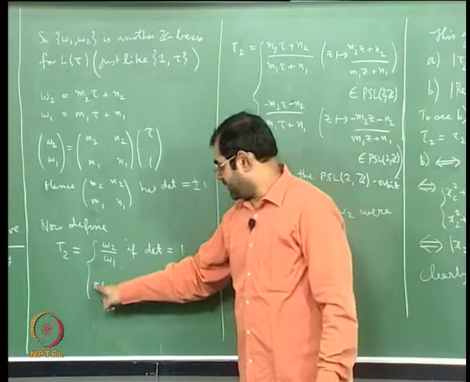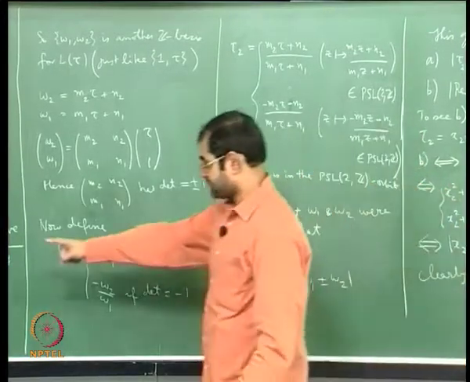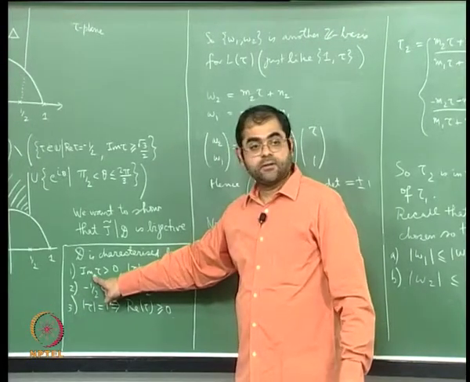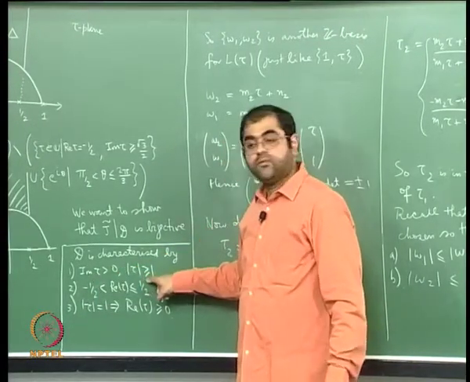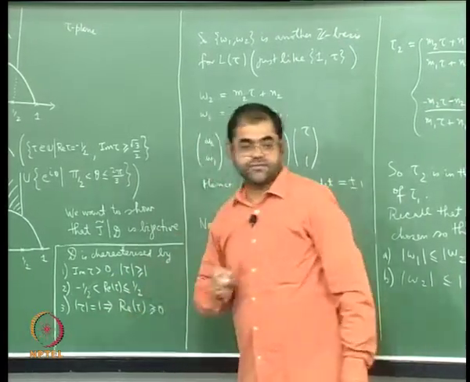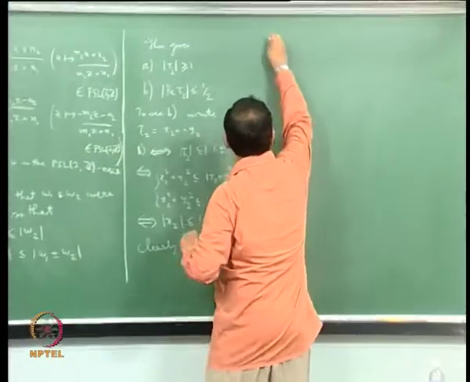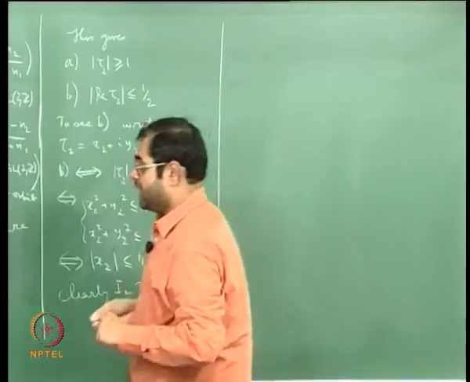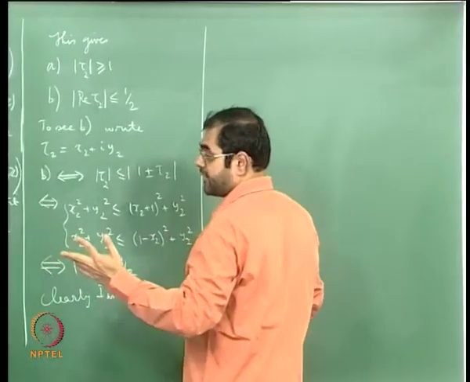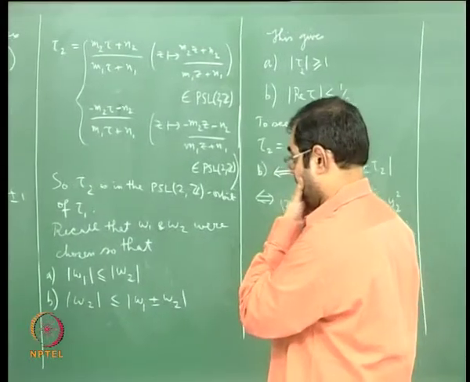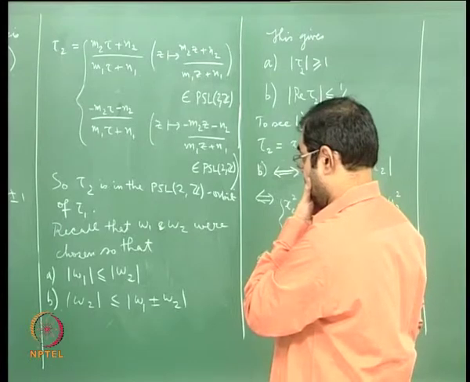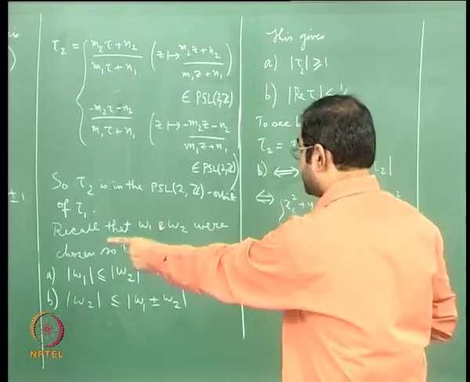So the condition that the imaginary part of tau is greater than 0 is now satisfied for tau 2, and mod tau 2 is also greater than or equal to 1. Now I will have to look at only these two conditions. So you do the following thing. Let us look at the last condition.